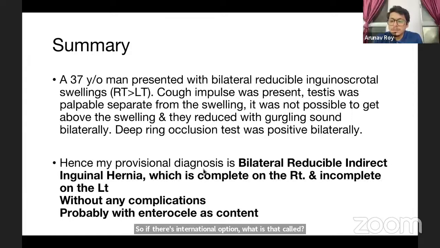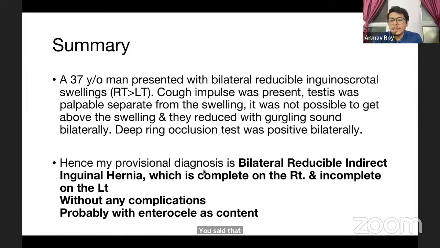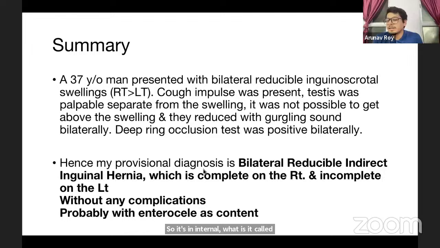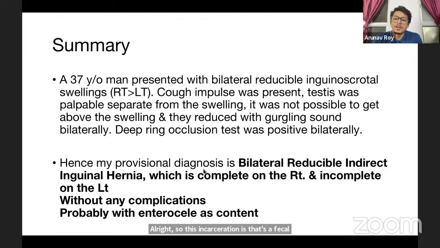So it is intestinal obstruction, sir. Is there a special term for it in hernia? You said that obstruction is usually extraluminal. Yes, sir. So it's intraluminal. What is it called? If it is intraluminal, it's known as an incarcerated hernia, sir. So this incarceration, that's the fecal matter. Due to hard fecal pellets, sir.